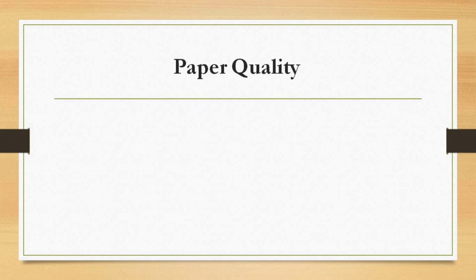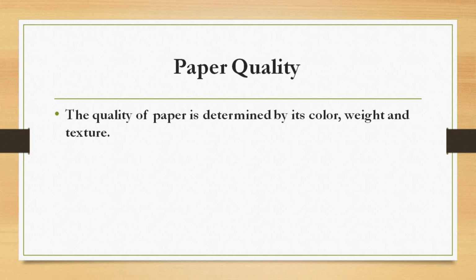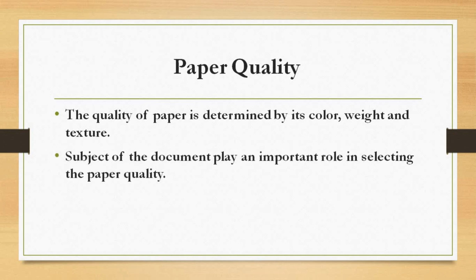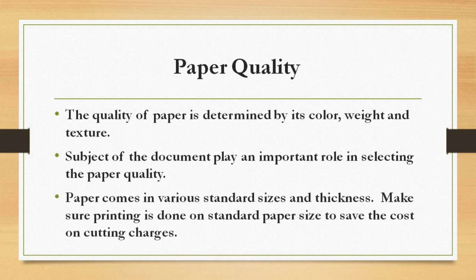So next comes the paper quality. The quality of the paper is determined by its color, weight and texture. So here the subject plays a very important role in selecting the paper quality. As we know, the paper comes in various standard sizes and thickness. So make sure printing is done on standard paper size to save the cost of cutting charges.